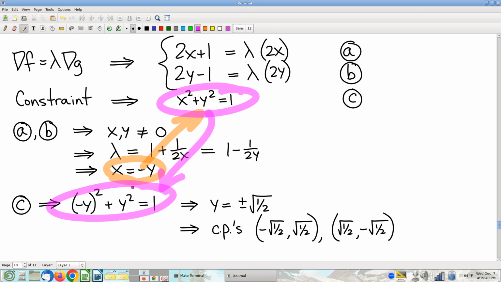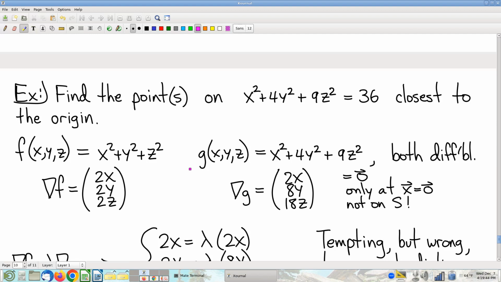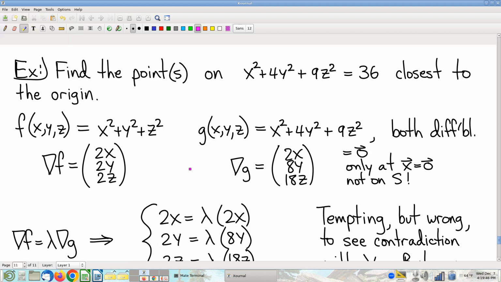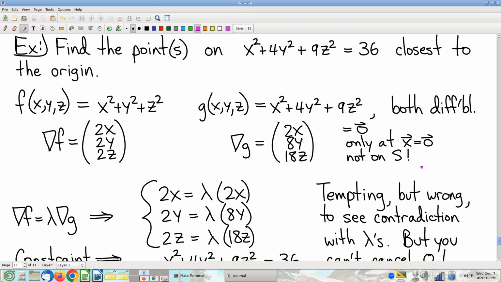All right. Okay, last example I want to show you. This has got the biggest landmines of my examples here. So, got a constraint, big ellipsoid here. And I want to find the point closest to the origin. So, again, we have an objective function that's distance squared, just like a previous example. And easy to check differentiability, easy to check for degeneracy. Let's get down to where the landmine is.